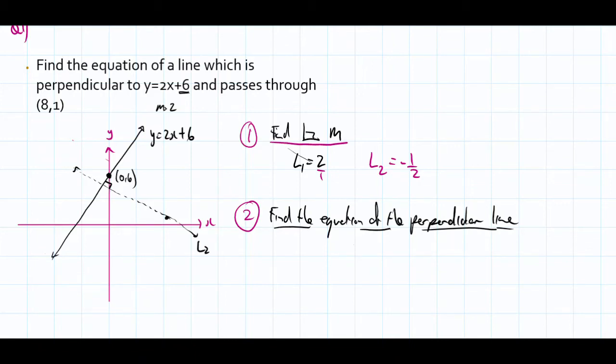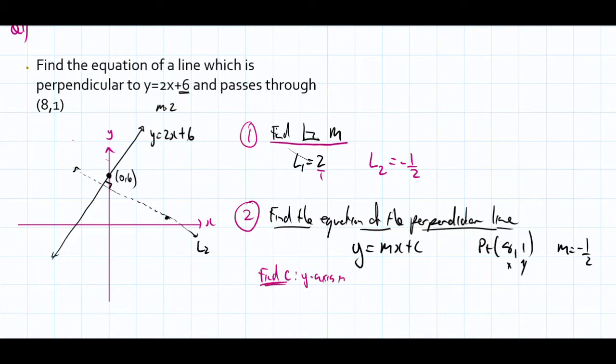So what I need to use is the general form of an equation of a straight line, y equals mx plus c. I know it passes through the point (8, 1), so x is 8, y is 1. And I know it has a gradient of minus a half. And all I'm going to do is substitute all of these values into my equation of a straight line to find the y-axis intercept. So now I'm going to find c, the y-axis intercept. So I get y is 1, m is minus a half, x is 8 plus c.